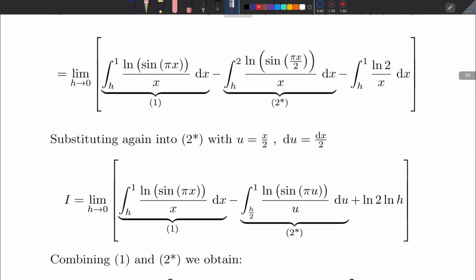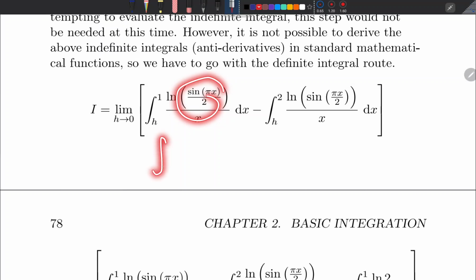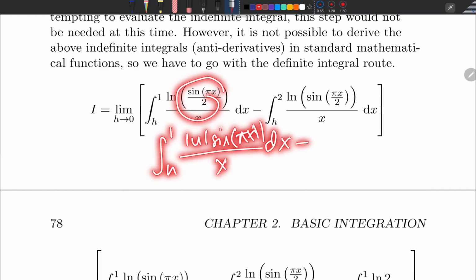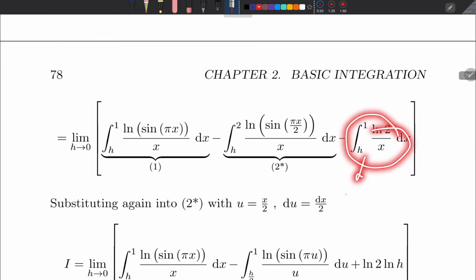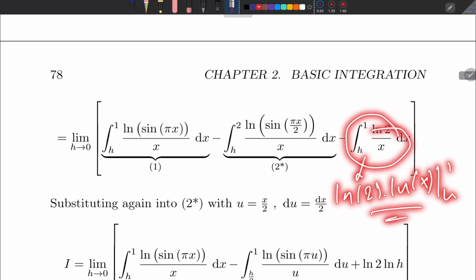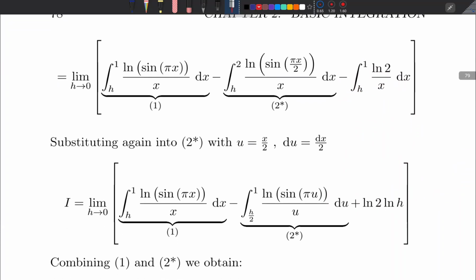Okay, and now, wait a second. We can write this as the integral from h to 1 of natural logarithm of sine of pi x over x dx minus the integral from h to 1 of natural logarithm of 2 over x dx. And this integral is just natural logarithm of 2 times natural logarithm of x from h to 1. So natural logarithm of 1 is 0, and minus minus natural logarithm of h. So we have natural logarithm of 2 times natural logarithm of h over there.